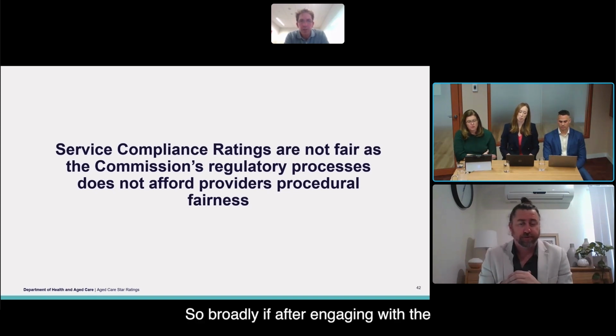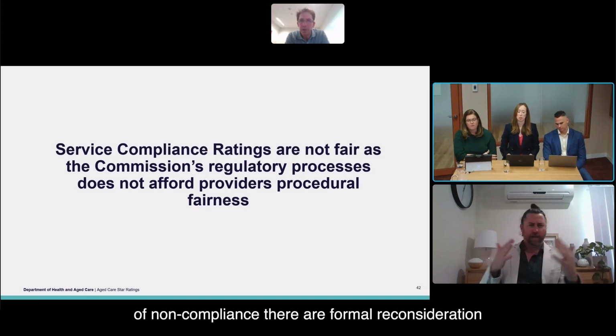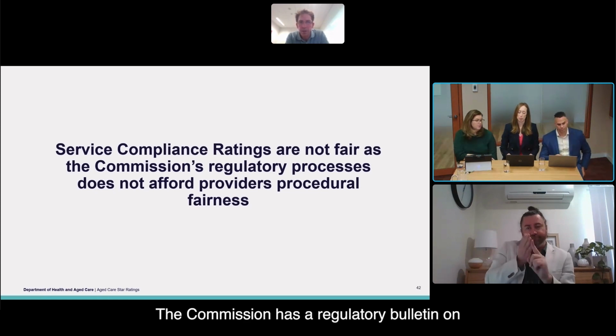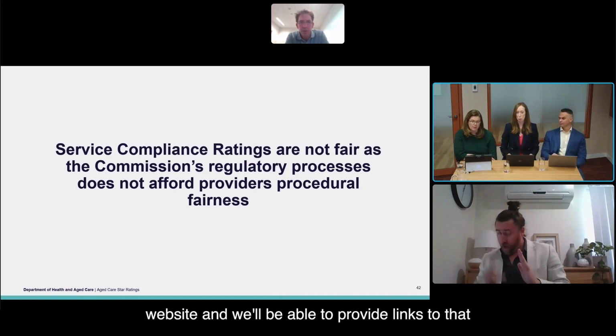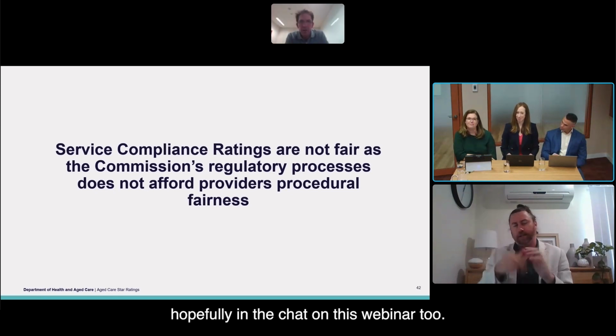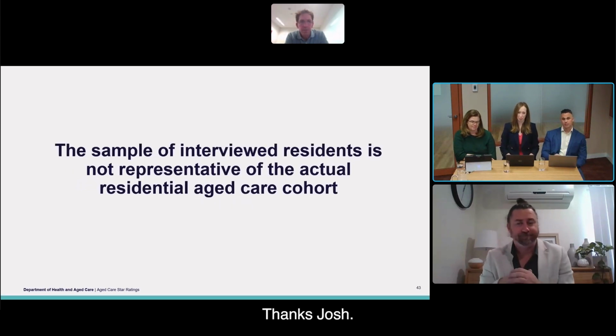And this occurs through the issuing of a notice to agree or sanctions are imposed. So broadly, if after engaging with the Commission, providers still do not agree with decisions of non-compliance, there are formal reconsideration pathways they can use as well. The Commission has a regulatory bulletin on reconsideration of reviewable decisions on our website, and we'll be able to provide links to that, hopefully in the chat on this webinar too. Cool. Thanks, Josh. Thanks, Tom.